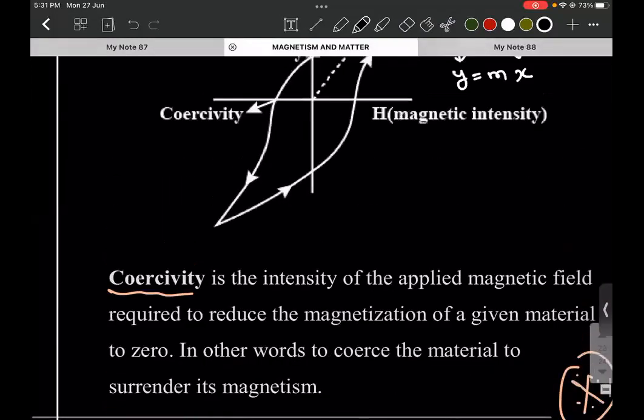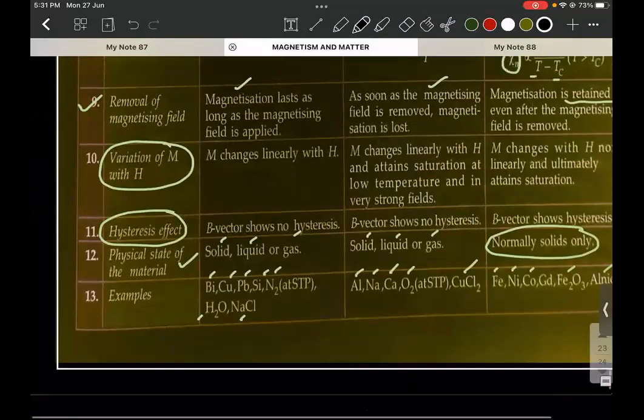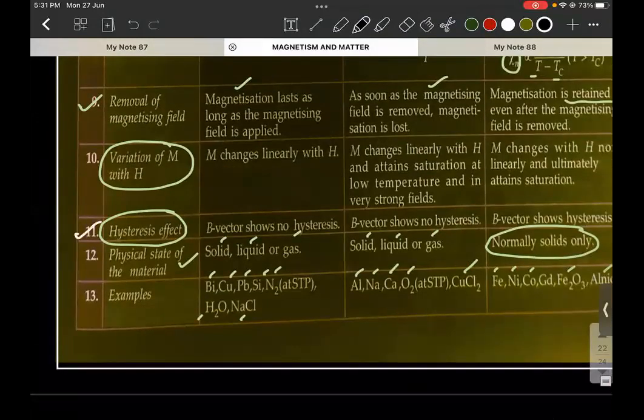In the last class, I showed you this table. Since you asked this question for the 11th point, the hysteresis effect is clear. First one is diamagnetic, second one is paramagnetic, third one is ferromagnetic. What does a diamagnetic substance say? B shows no hysteresis. What about a paramagnetic? No hysteresis. So hysteresis is applicable only for a ferromagnetic substance.